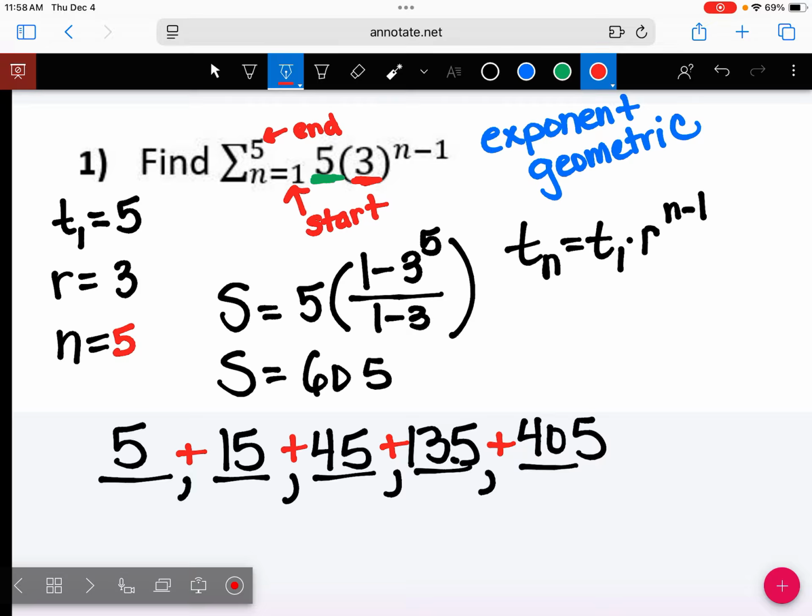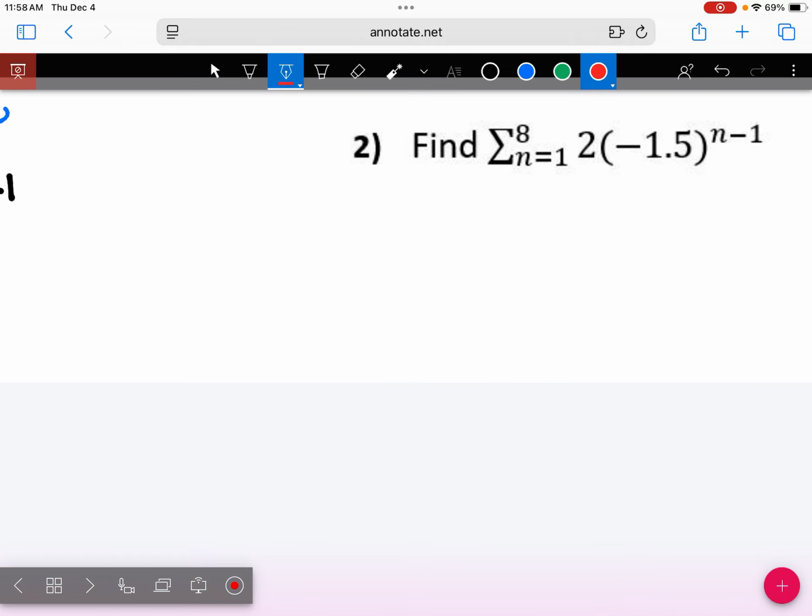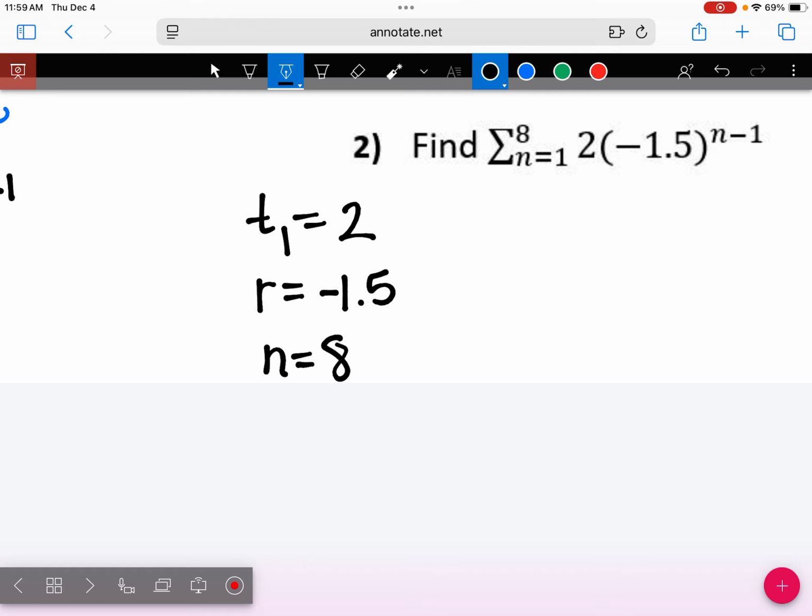All right, let's look at number 2. Number 2 is where it gets a little tricky. Our first number is 2. I'm multiplying by negative 1.5. And what is n? 8. All right. So we got it to find my sum. And it's geometric because there's an exponent. When you take your test, it won't say if it's geometric or arithmetic. You have to know, looking at the rule, if it's geometric or arithmetic. If you see an exponent, that's multiplication.